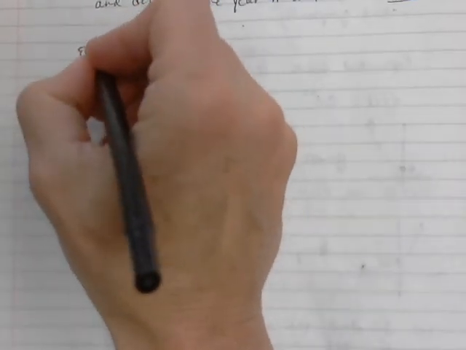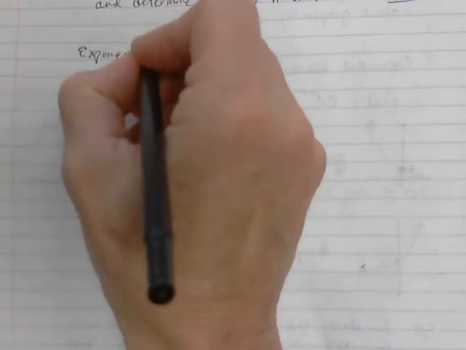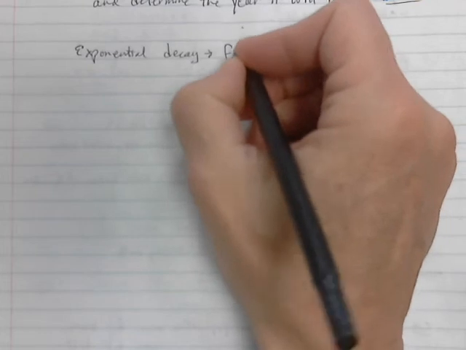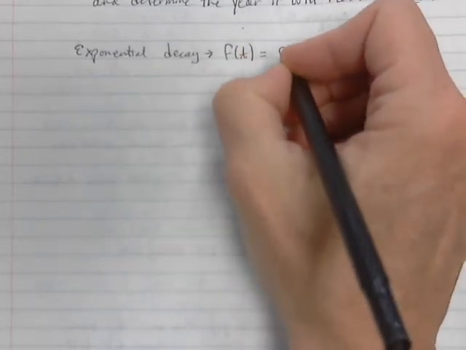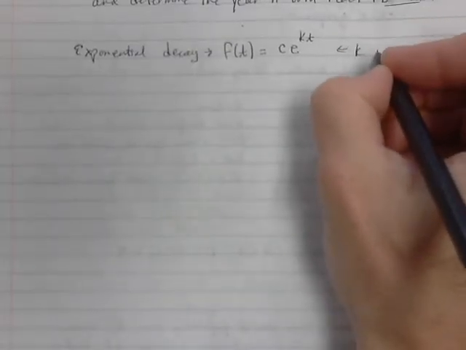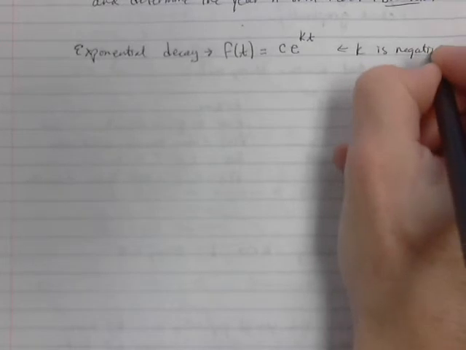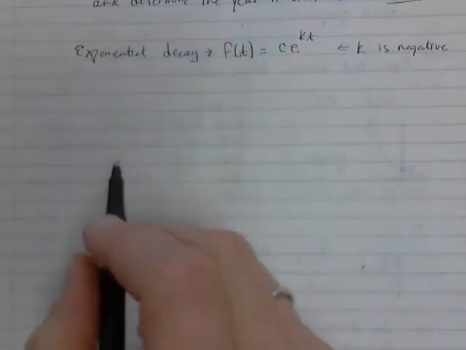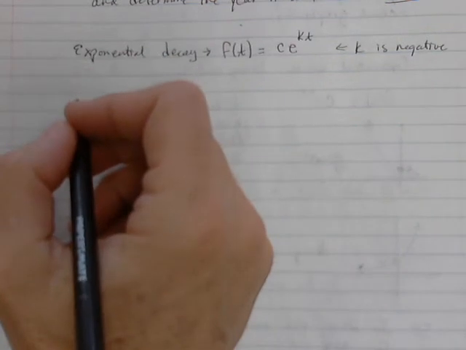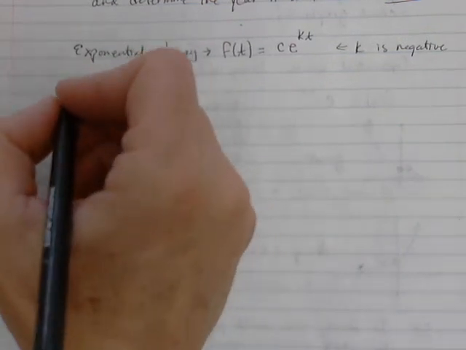Today we're going to do some exponential decay problems. And you remember from yesterday that the exponential decay formula is f of t is equal to c times e to the kt, but k is negative. So the function is going to be a decreasing function. Half-life problems are typical exponential decay problems, and we'll do a couple of half-life problems.